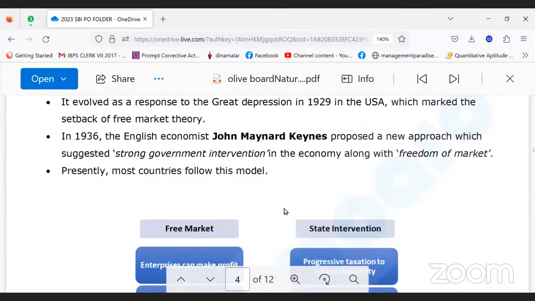In 1936, the English economist John Maynard Keynes proposed a new approach which suggested strong government intervention in the economy along with freedom of market. Presently, most countries follow this model.